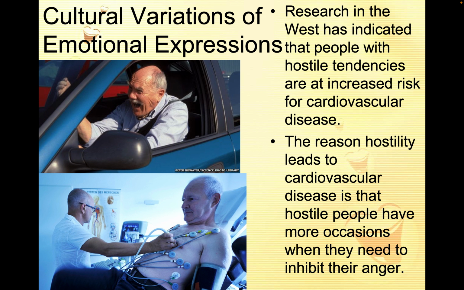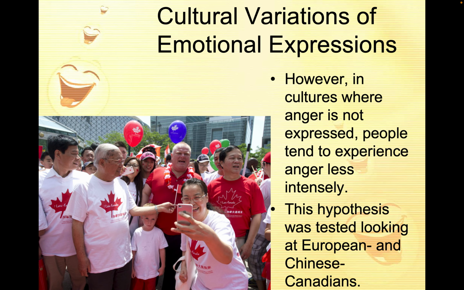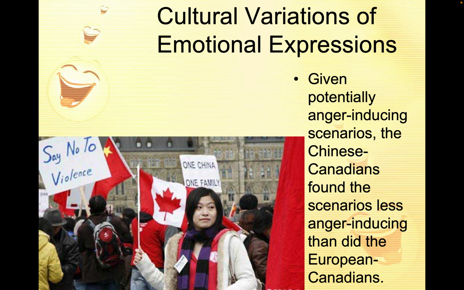Research in the West has indicated that people with hostile tendencies are at increased risk for cardiovascular disease. The reason hostility leads to cardiovascular disease is that hostile people have more occasions when they need to inhibit their anger. However, in cultures where anger is not expressed, people tend to experience anger less intensely. This hypothesis was tested looking at European and Chinese Canadians. Given potentially anger-inducing scenarios, the Chinese Canadians found the scenarios less anger-inducing than did the European Canadians.